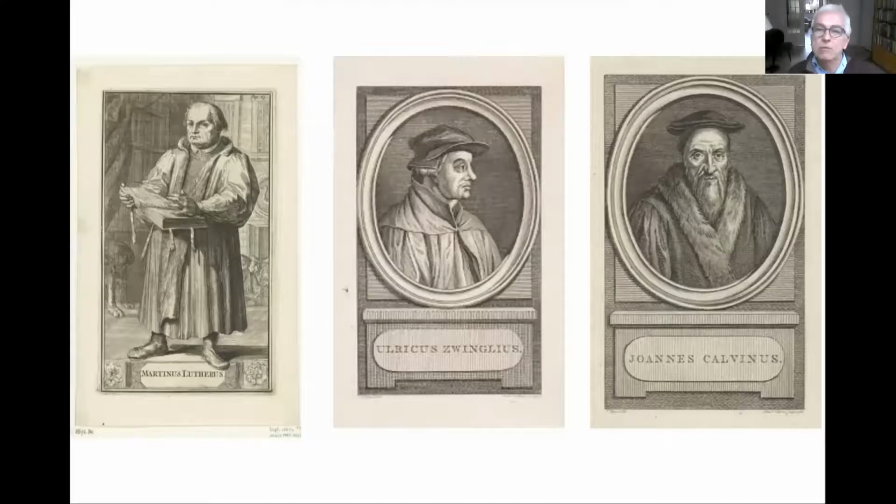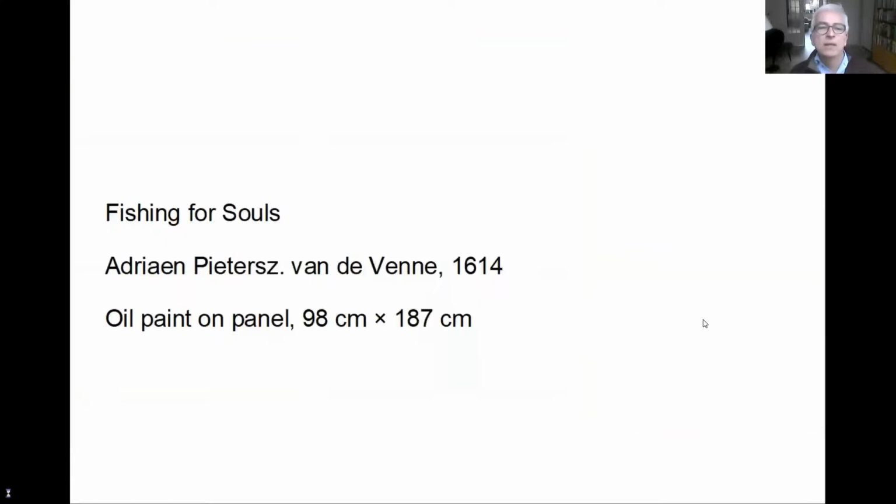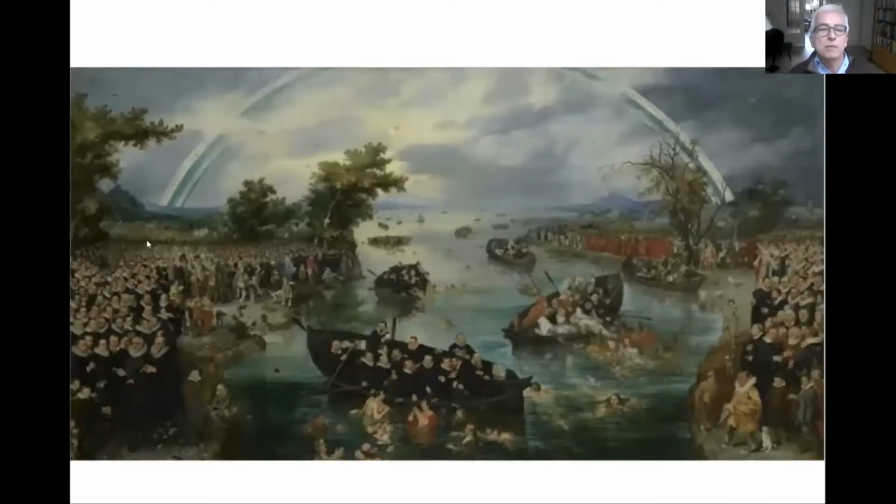Later on he moved to Switzerland, and Calvin was the one with most influence in the Netherlands. That's where the word Calvinist comes from. And the situation in the Netherlands is perfectly represented by Dutch painter Fenner in his painting Fishing for Souls. Here we see the Protestants, and on the other bank the Catholics. It's not too hard to say on which side was the painter.